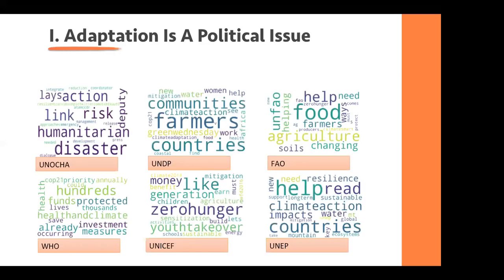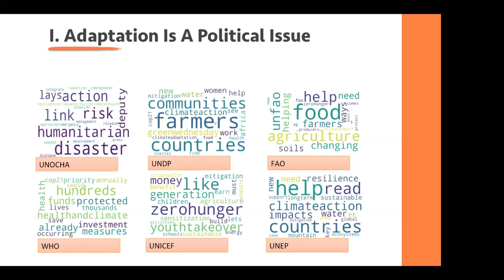To give you some evidence of how adaptation is talked about at the global level nowadays, this is Twitter data illustrating the 20 most frequent words in tweets mentioning climate change adaptation by the UN agencies that you see here: UN OCHA, the United Nations Development Programme, Food and Agriculture Organization, World Health Organization, UNICEF, and United Nations Environment. And you can see that there are different narratives about it. So for example, in relation to UNICEF, adaptation is talked about in relation to zero hunger, youth takeover, sensitization, mitigation, agriculture.